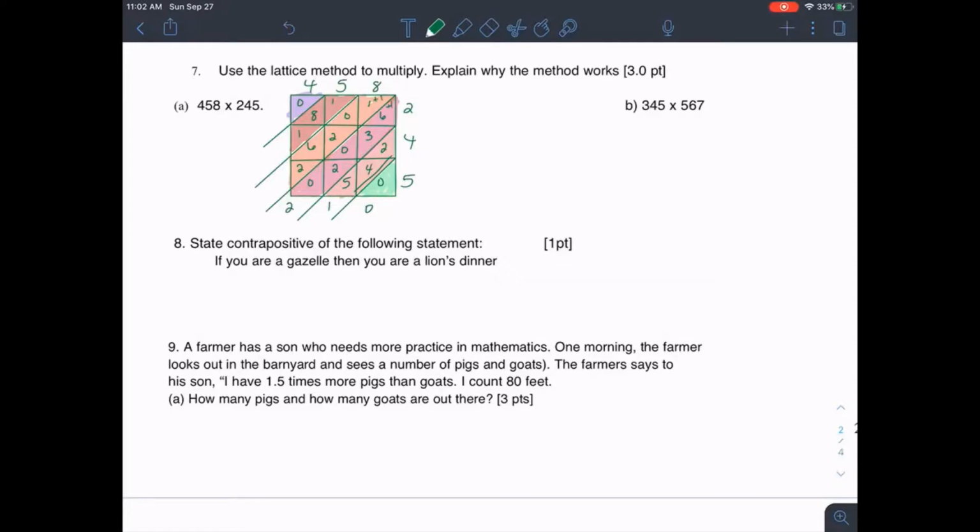So you have 2 plus 2 is 4, plus 6 is 10, plus 2 is 12. Carry the 1. 2 plus 8 is 10, plus 1 is 11. Carry the 1, be 1. So our answer is going to start up here and go all the way down. So our answer is going to be 1, 1, 2, 2, 1, 0. So 112,210. Let's just double check our work. So we have 458 times 245.